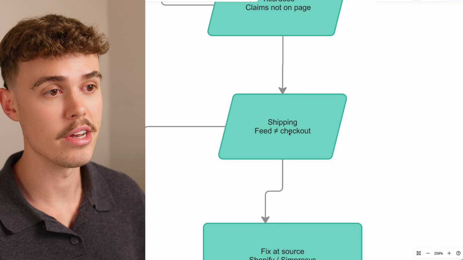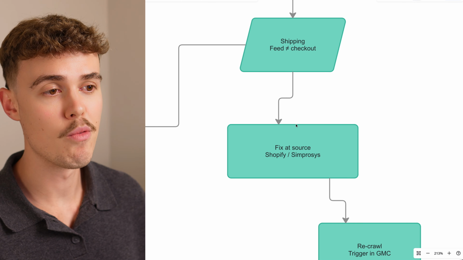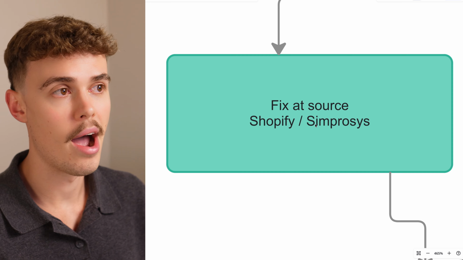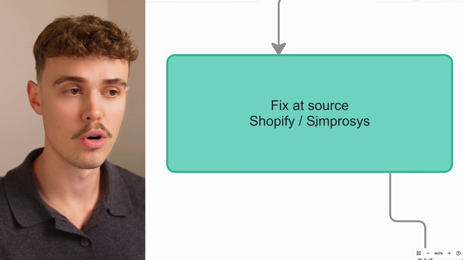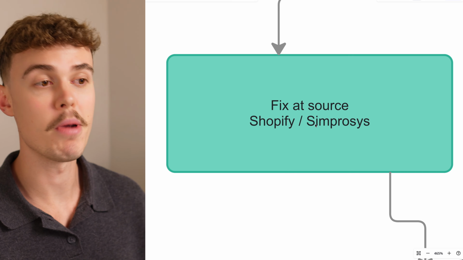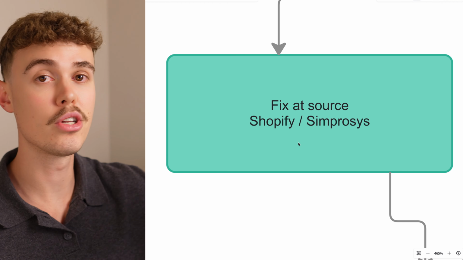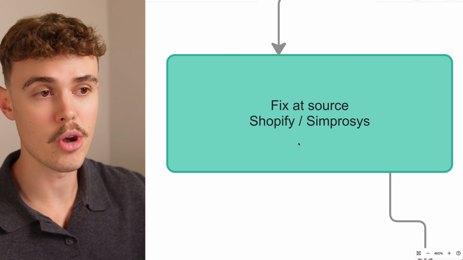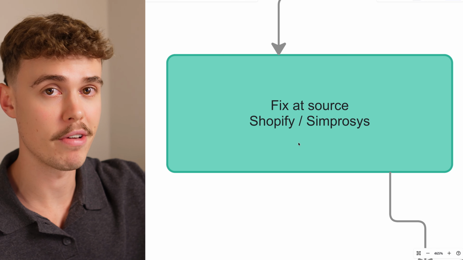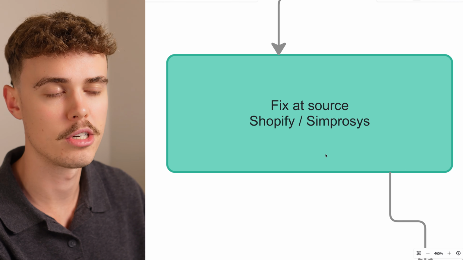Now, when you identify what the issue is, if any of these things are misaligned with what's on your page, I recommend fixing it at the source. So in Shopify or Simprosys. I typically recommend setting up your shopping feed through just the Shopify integration if you're new to Google Ads, but you may also be using Simprosys, which is a feed management tool. Either way, you want to go into the Shopify feed. So on Shopify, you'll go into the Google and YouTube app in order to edit your shopping feed there. And in Simprosys, you go into the Simprosys settings in order to make the edits.